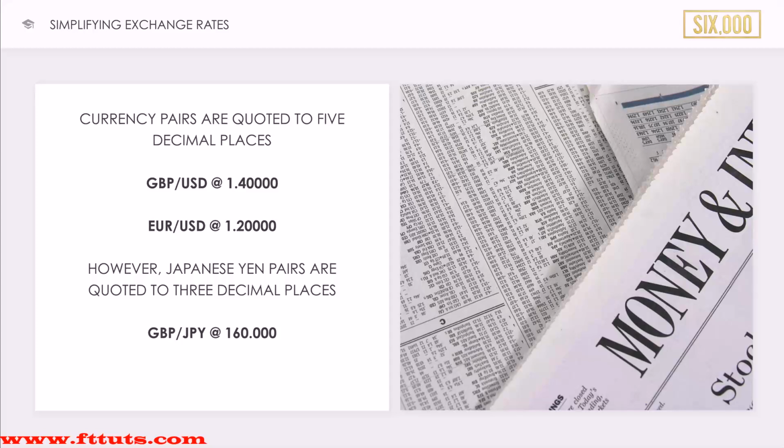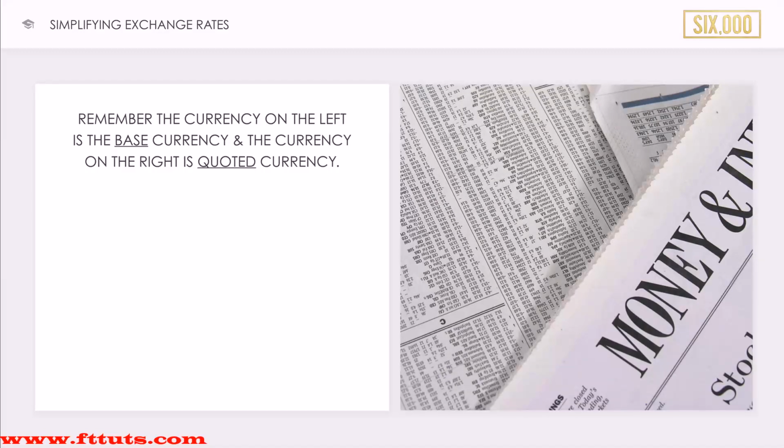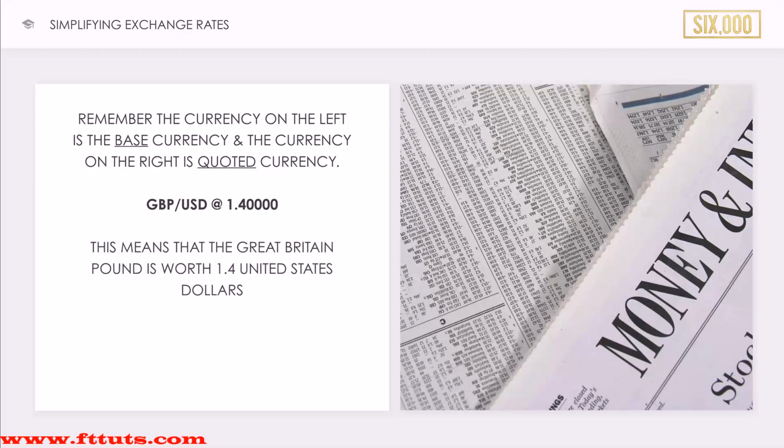We have Great Britain pound Japanese yen at 160.000, so we can see that there are 3 numbers that follow the decimal point. And another example, we have US dollar Japanese yen at 120.000. Now remember, the currency on the left hand side is the base currency, and the currency on the right is the quoted currency. So again, Great Britain pound US dollar at 1.40000. This would mean that the Great Britain pound is worth 1.4 US dollars. And again, Great Britain pound Japanese yen at 160, you get the gist. It would be 160 Japanese yen.